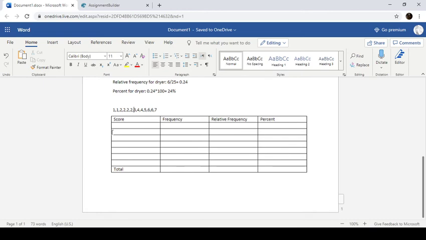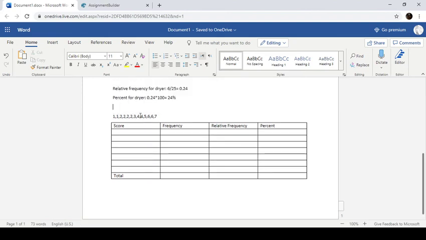So, first of all, again, score. We need to have the names for our different data points. Well, in this case, we have the numbers. So, like, I know 1 is right there. Then we have some 2s. Then we have a 3, some 4s, 5, 6. So that's going to be our scores.